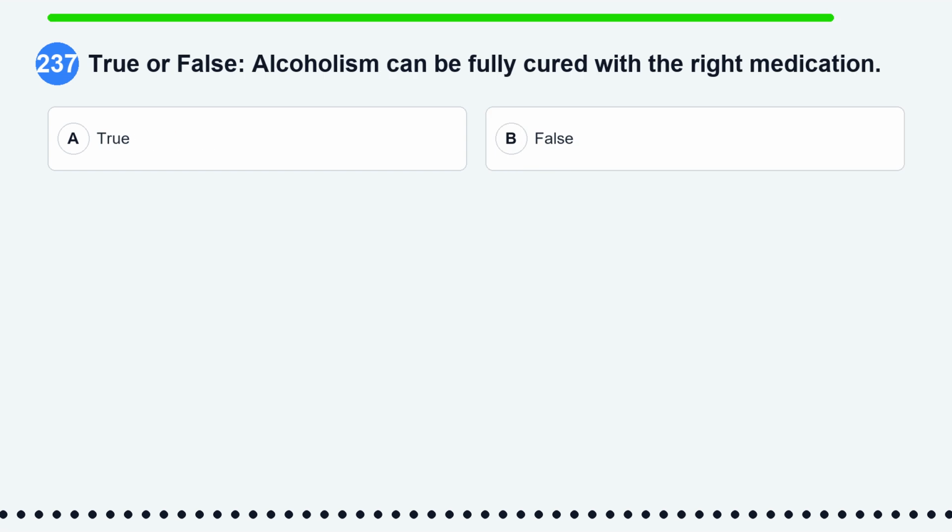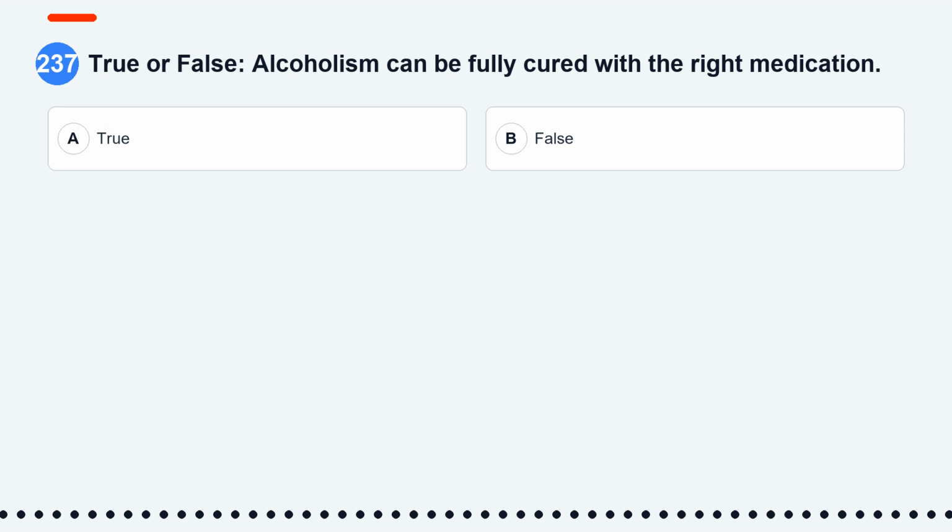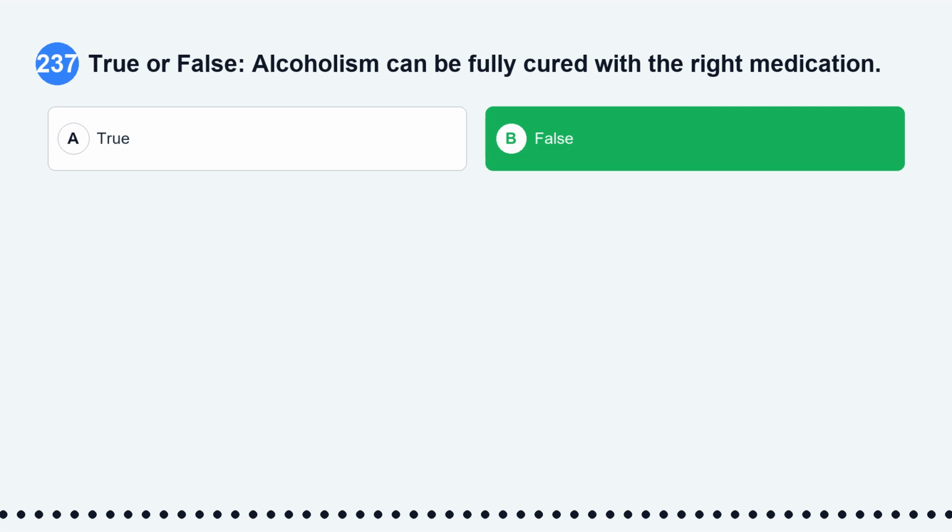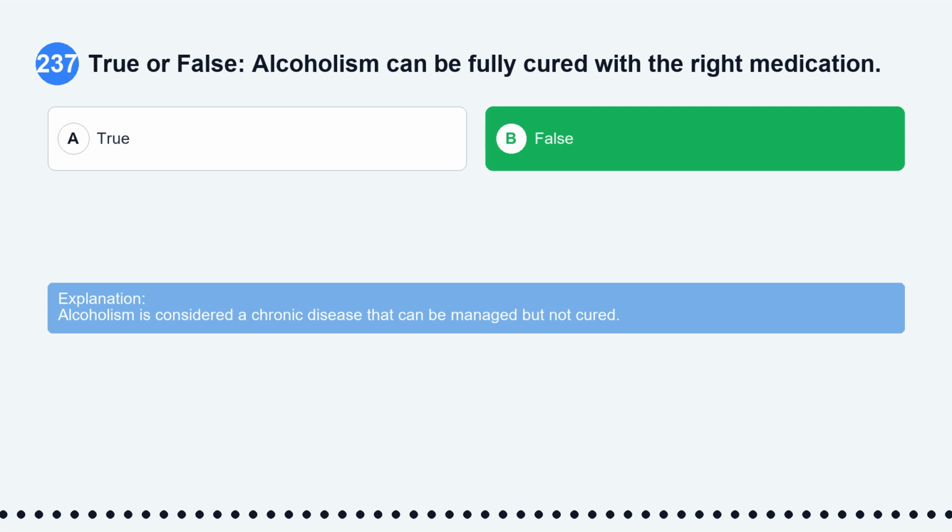Question 237. True or false, alcoholism can be fully cured with the right medication? Option A, true. Option B, false. The correct answer is option B, false. Alcoholism is considered a chronic disease that can be managed but not cured.